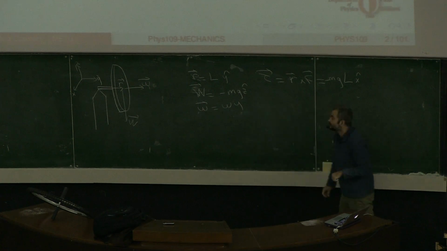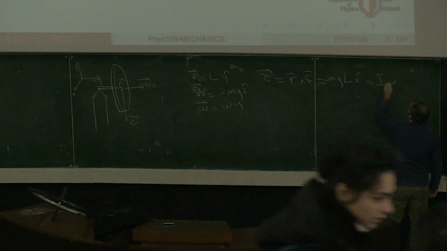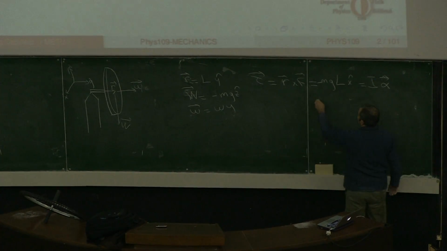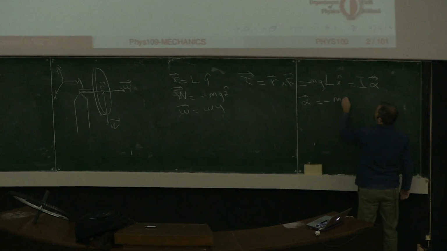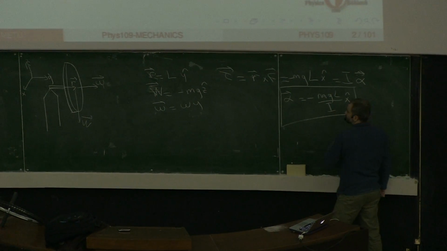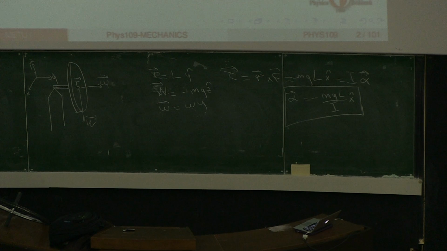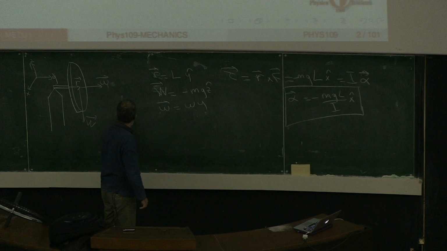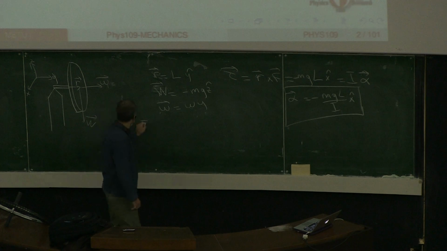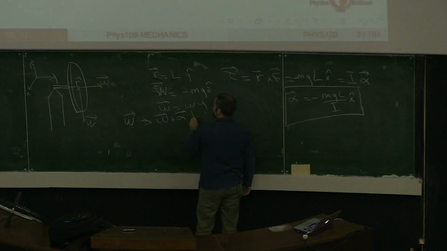Well, the torque creates an angular acceleration. I alpha is the torque created by my system. So alpha is minus mgL over I x hat. This is the direction of the torque acting on my system with respect to this point. If my system has some initial angular velocity omega, then at some successive time, the angular velocity will be omega plus alpha dt.